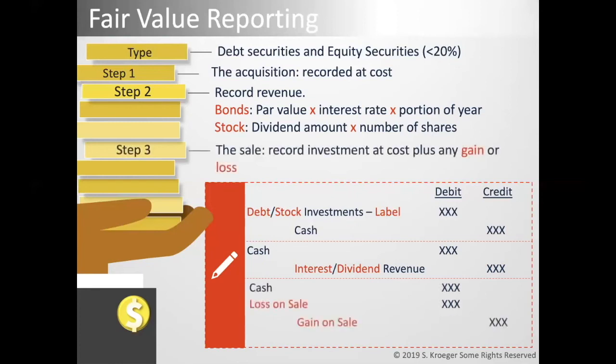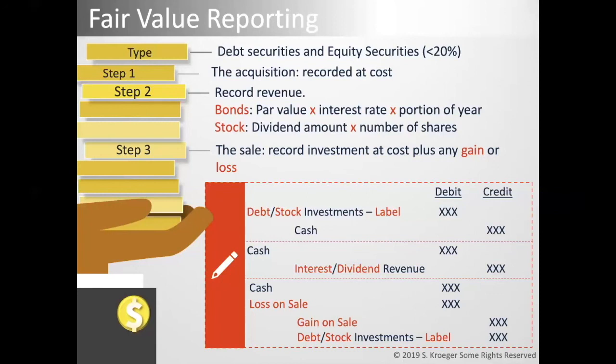Now we will look at entries for selling these investments. These can get a little tricky. First, you want to debit cash for the amount you are selling the investment for. Then skip down to the last line for a moment. Credit the investment account. This should match the account name from the first entry. It would either be debt or stock investments, and you would label it as either trading or available for sale. The amount would be your purchase price, not the sale price.